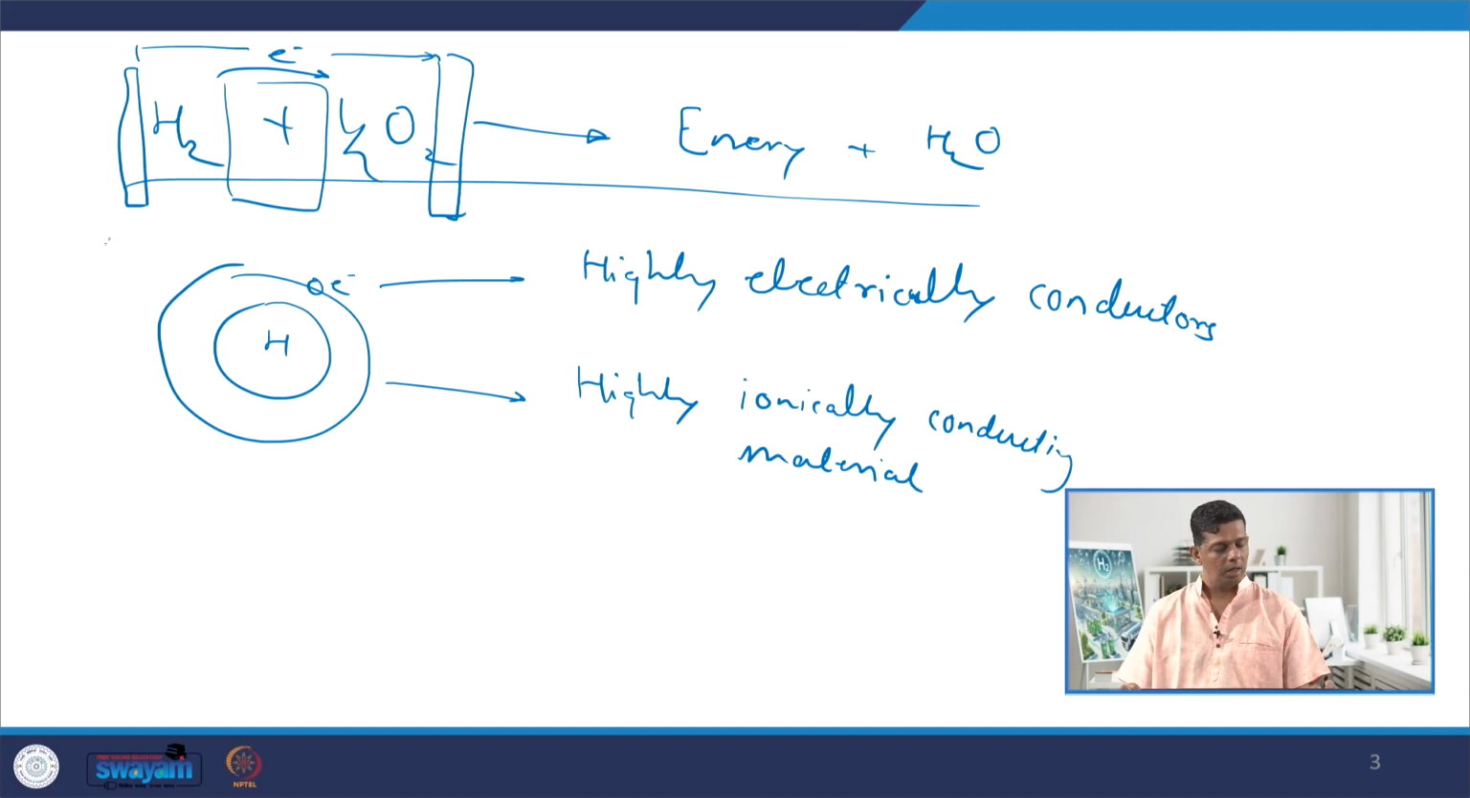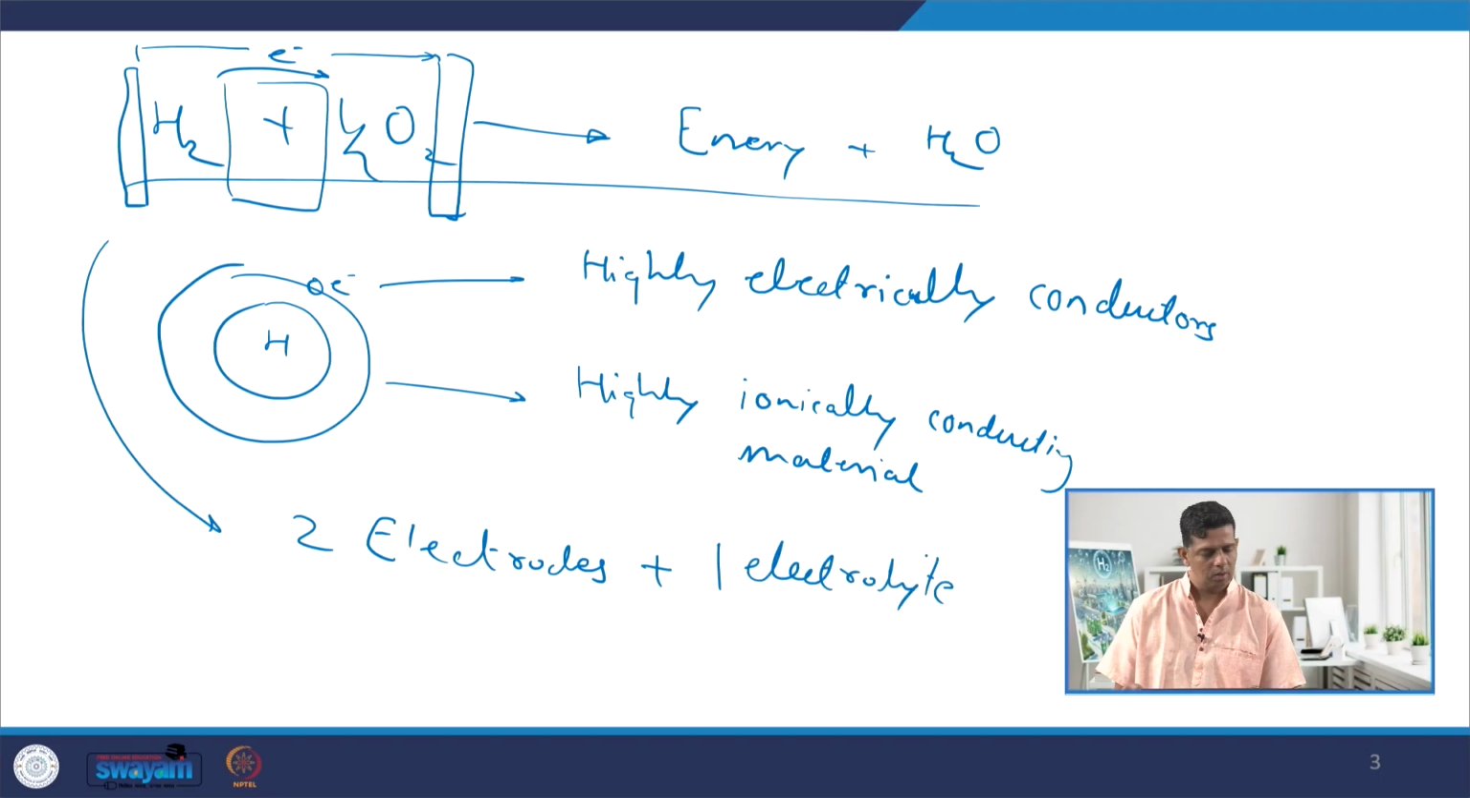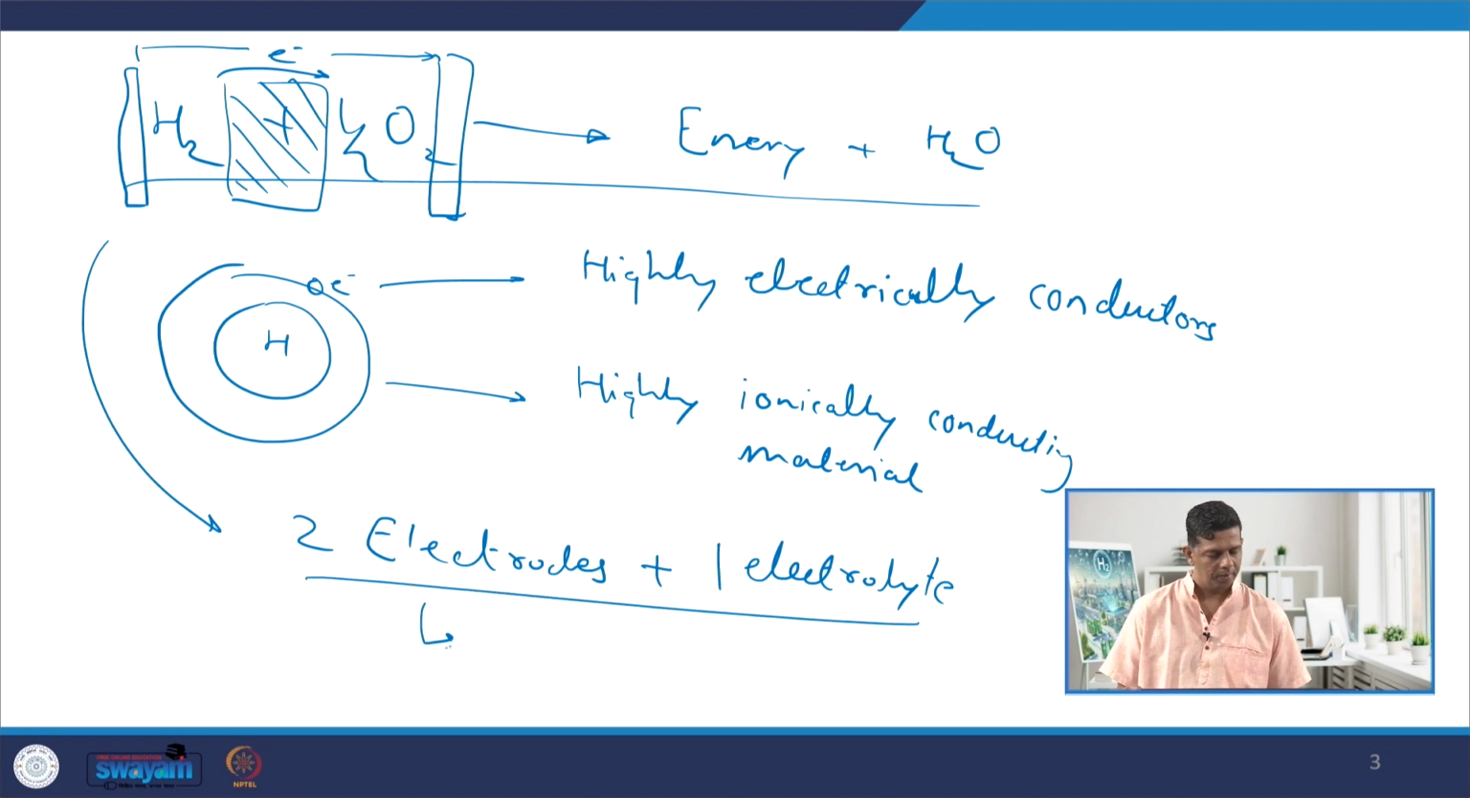So these two electrodes, plus one electrolyte. This is called the electrolyte, which is ionically conducting. These together form an electrochemical system.